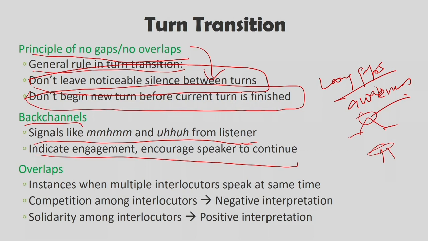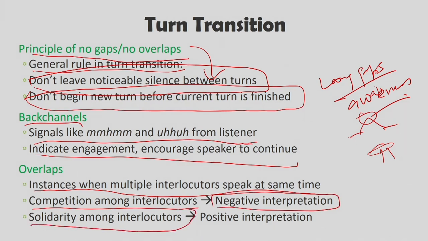Now, overlaps, which are instances when multiple interlocutors speak at the same time, are interpreted negatively or positively depending on the context. When many people start speaking at the same time, they can be perceived positively or negatively depending on the context in which it is happening. When there is competition among interlocutors, it is a negative interpretation. So, when people are competing with each other and start speaking at the same time, this is taken as negative, but solidarity among interlocutors is taken as a positive interpretation. Now, interlocutors may use a number of visual and vocal cues to signal their interest in taking or maintaining a turn, and they monitor these in partners as they constantly adjust their stance towards approaching or withdrawing from a possible turn. So, these are some of the factors which explain how turn transitions happen in conversations.